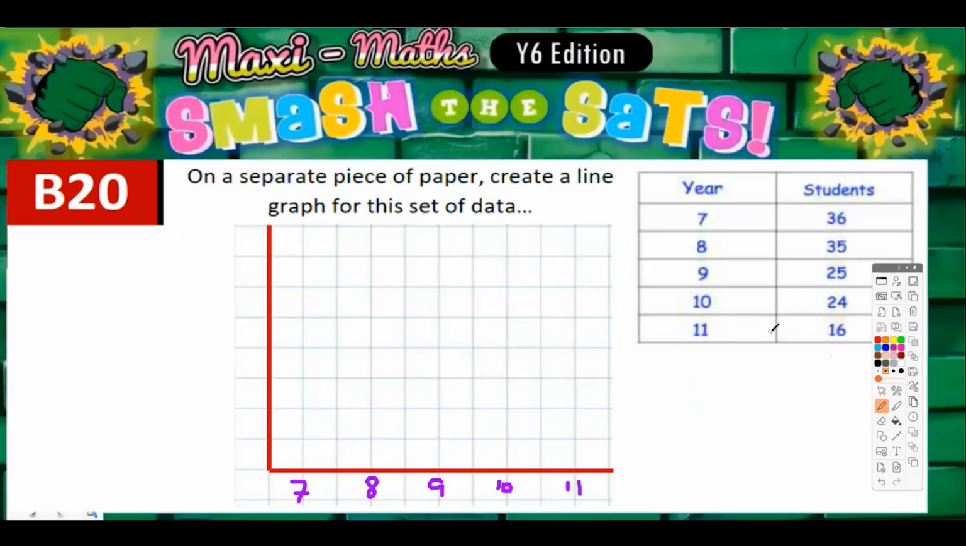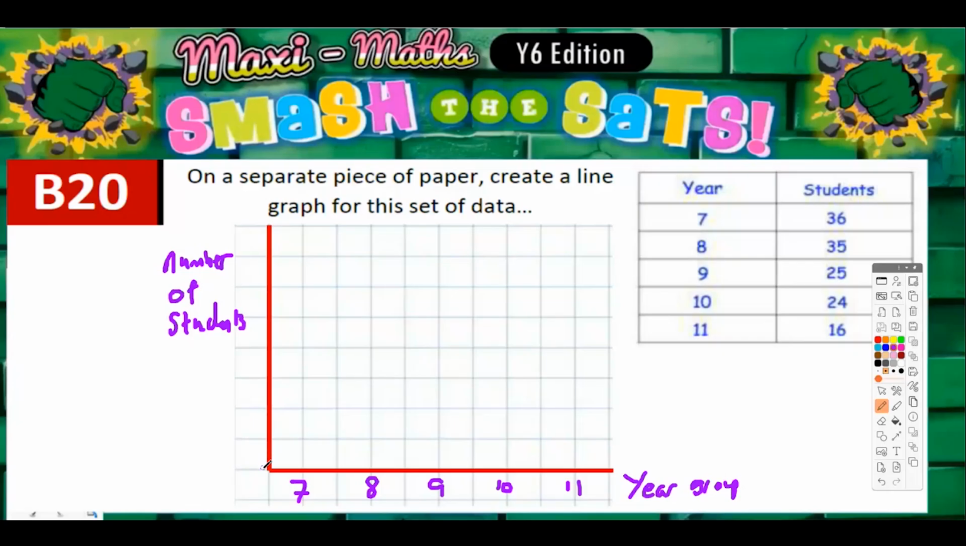Up the side is going to be the number of students. Always label your axes, so that's number of students. Across the bottom is obviously the year group, so that's year group. And we need to figure out what numbers to put up the side.